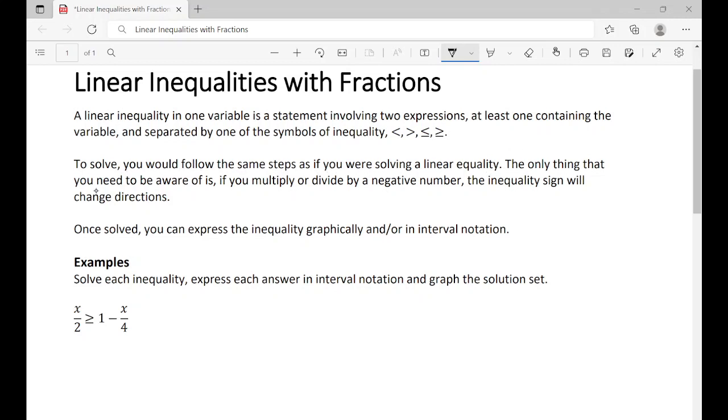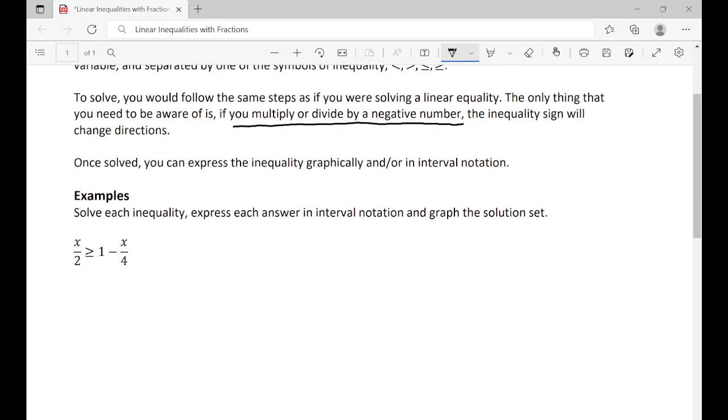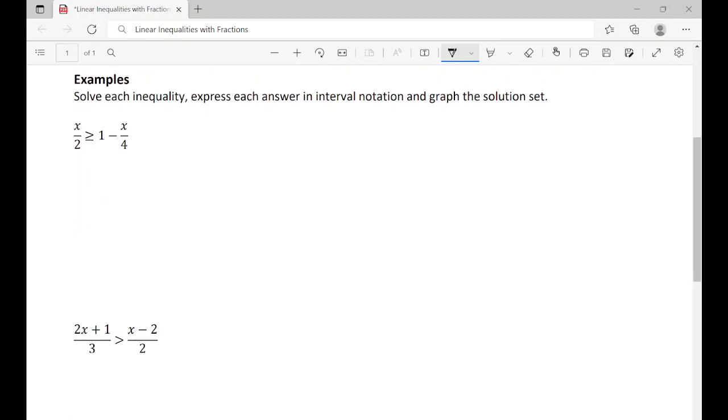The only thing that you need to be aware of is if you multiply or divide by a negative number, the inequality sign will change direction. Once solved, you can express the inequality graphically or in interval notation, depending on whatever's asked of you. But I'll show both anyway.